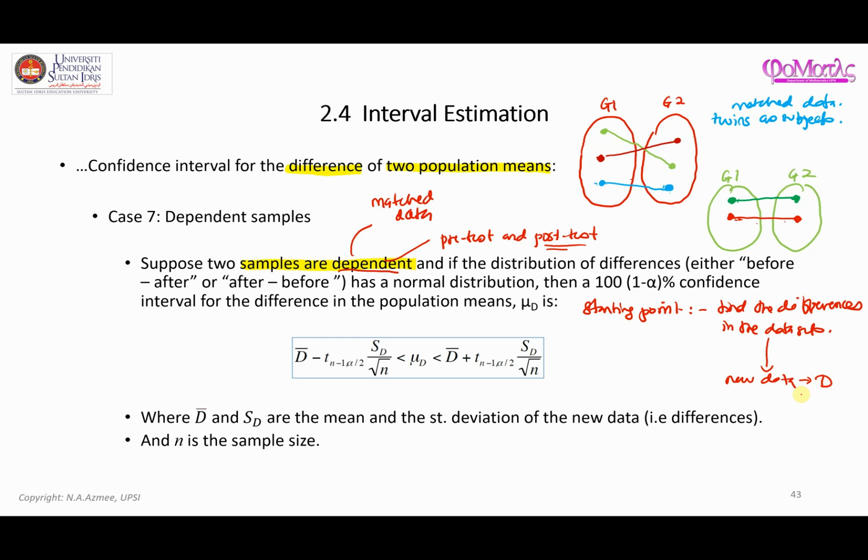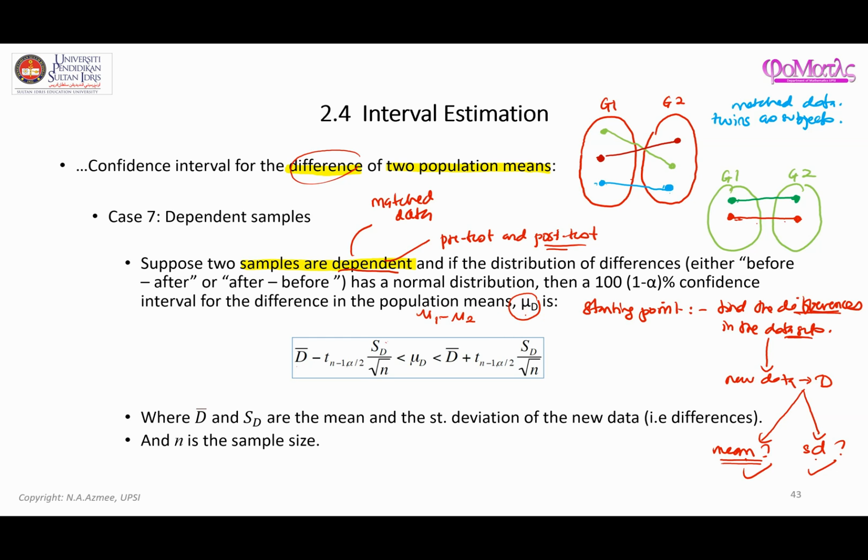Now, once you manage to get this new data, you can find the mean of this data and the standard deviation of this data. In the formula here, the mean of the new data is represented by D bar, and the standard deviation of the new data is represented by s_D. So in order for you to construct the confidence interval here, you need these two pieces of information. Notice that we are using the term mu D instead of mu1 minus mu2. This is the difference of the population means. Instead of mu1 minus mu2, we use this slightly different notation because we are already taking into account the differences in the data set. So we just represent it as mu D to denote that this is the case of dependent samples.